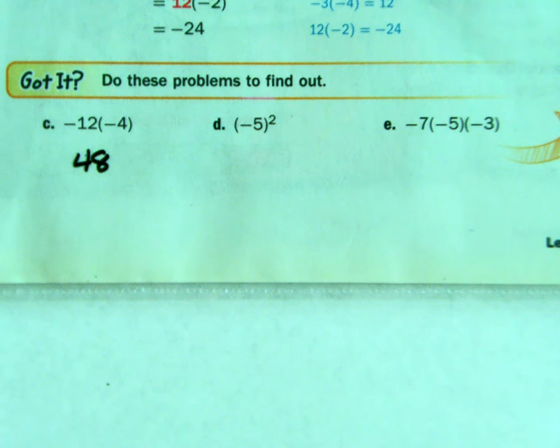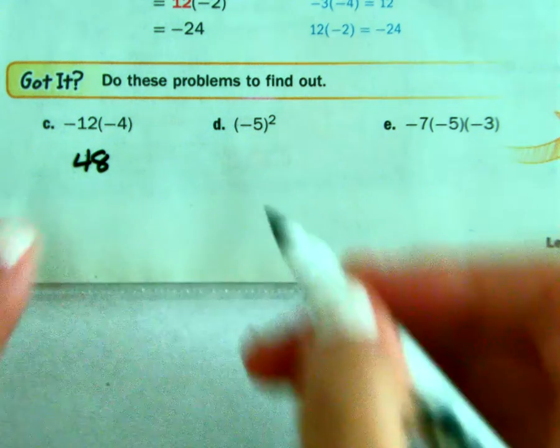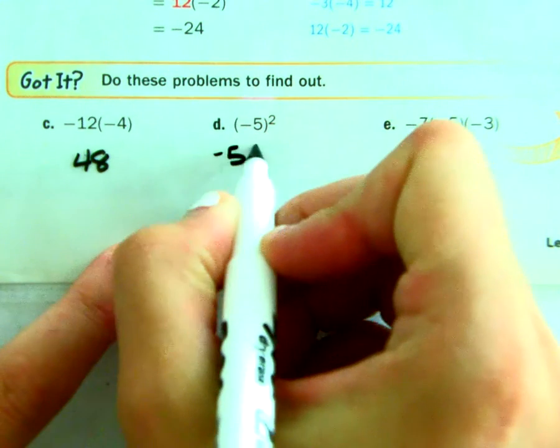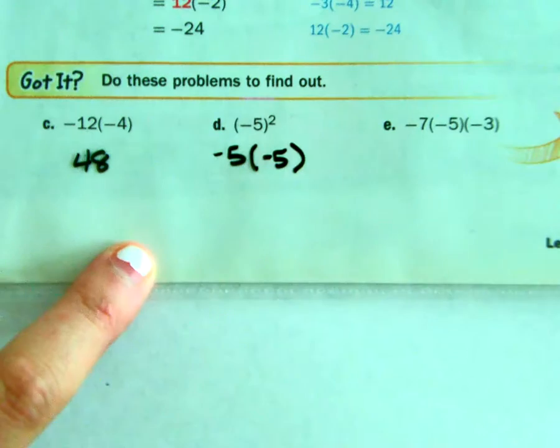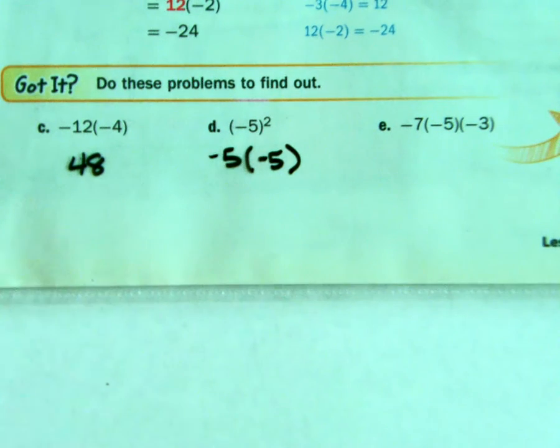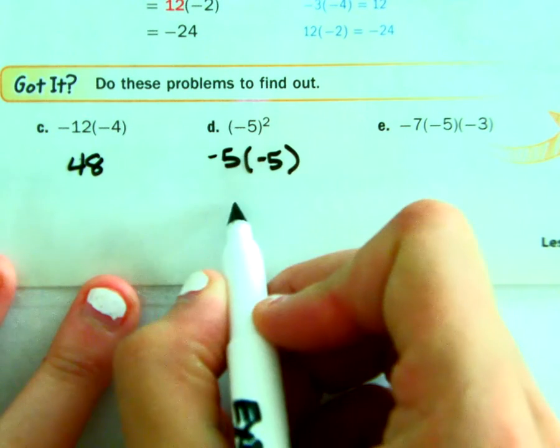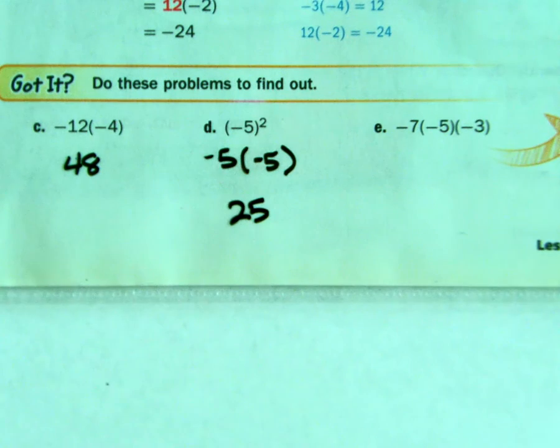Letter D, I have negative 5 squared. Now remember, when we're working with squareds, it's that number times itself that many times. So I really have negative 5 times negative 5. And again, the first thing I pick out is I have double negatives. Double negatives are always positive. And then I take 5 times 5, which is 25. So negative 5 squared is 25.